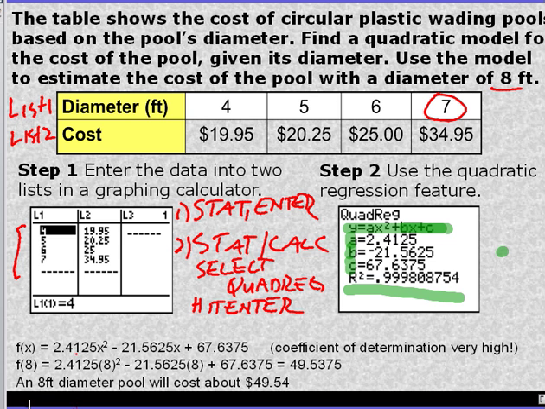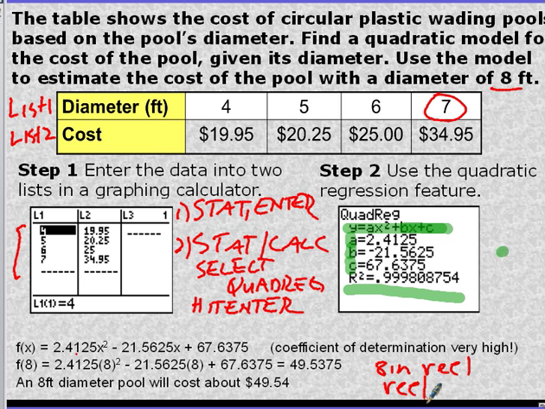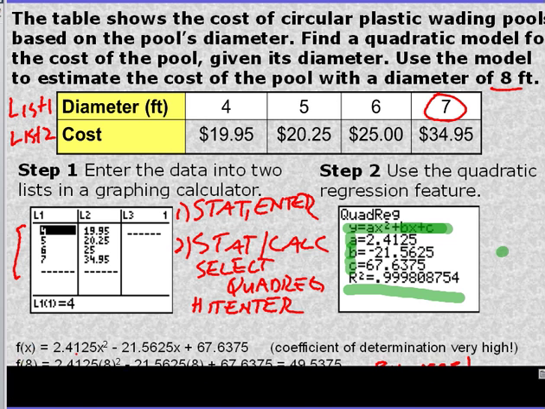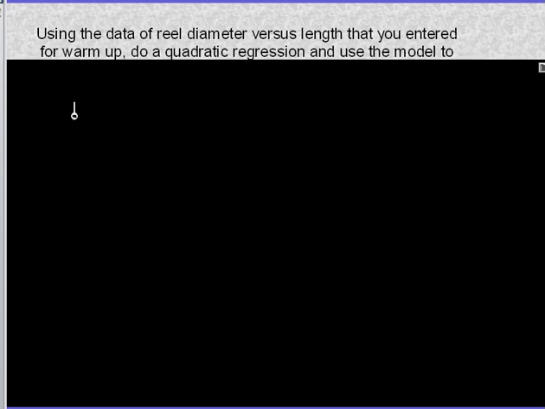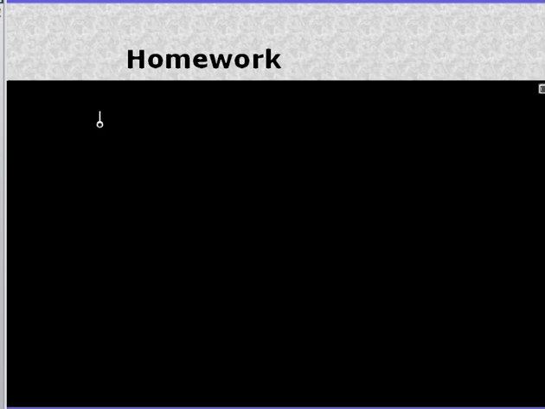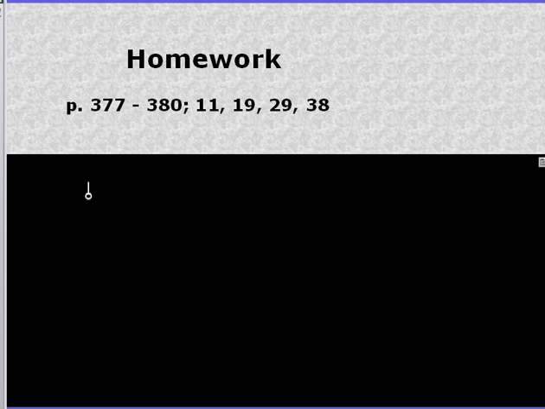So I would like you to do a quadratic regression on the real data and predict the real length of an 8-inch reel using that model. So that concludes this lesson. Pretty simple and straightforward. And your homework, just a few questions to practice doing quadratic regressions. Please bring any questions to class.